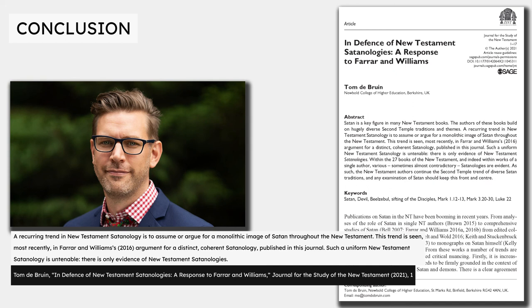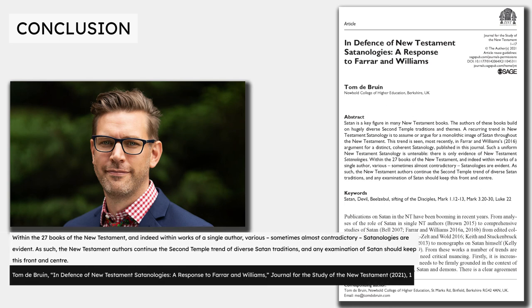However, he argues, quote, "such a uniform New Testament Satanology is untenable. There is only evidence of New Testament Satanologies," end quote. In De Bruin's view, the New Testament writers, quote, "continue the Second Temple trend of diverse Satan traditions, and any examination of Satan should keep this front and center," end quote. If you're wondering exactly how I'm going to address specific New Testament passages citing Satan and demons, you can consider De Bruin's article broadly indicative of my own approach.